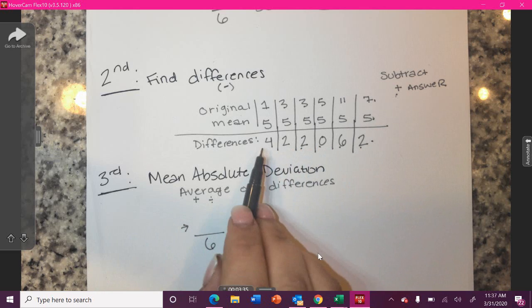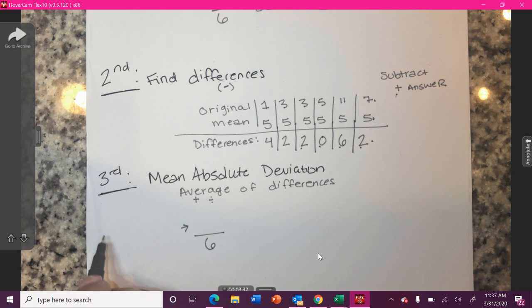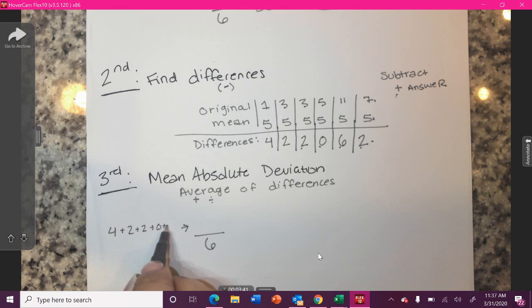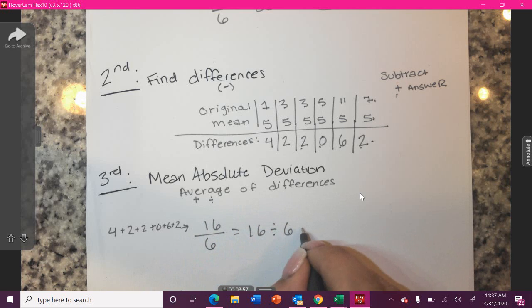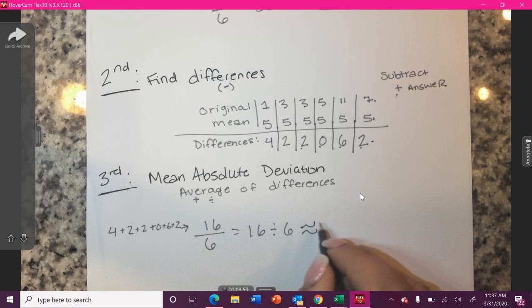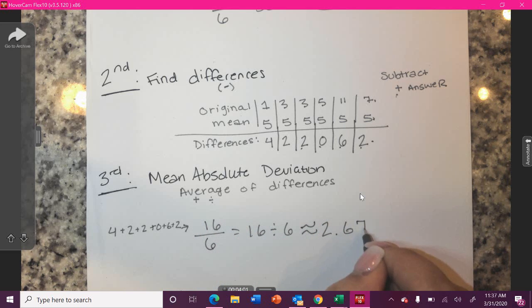We get their total from adding by looking at 4 plus 2 plus 2 plus 0 plus 6 plus 2. When you add up 4 plus 2 plus 2 plus 0 plus 6 plus 2, you get 16. And I've got 16 over 6. That's the same as 16 divided by 6. And that gives us about 2.67 if we're rounding to the hundredths place.